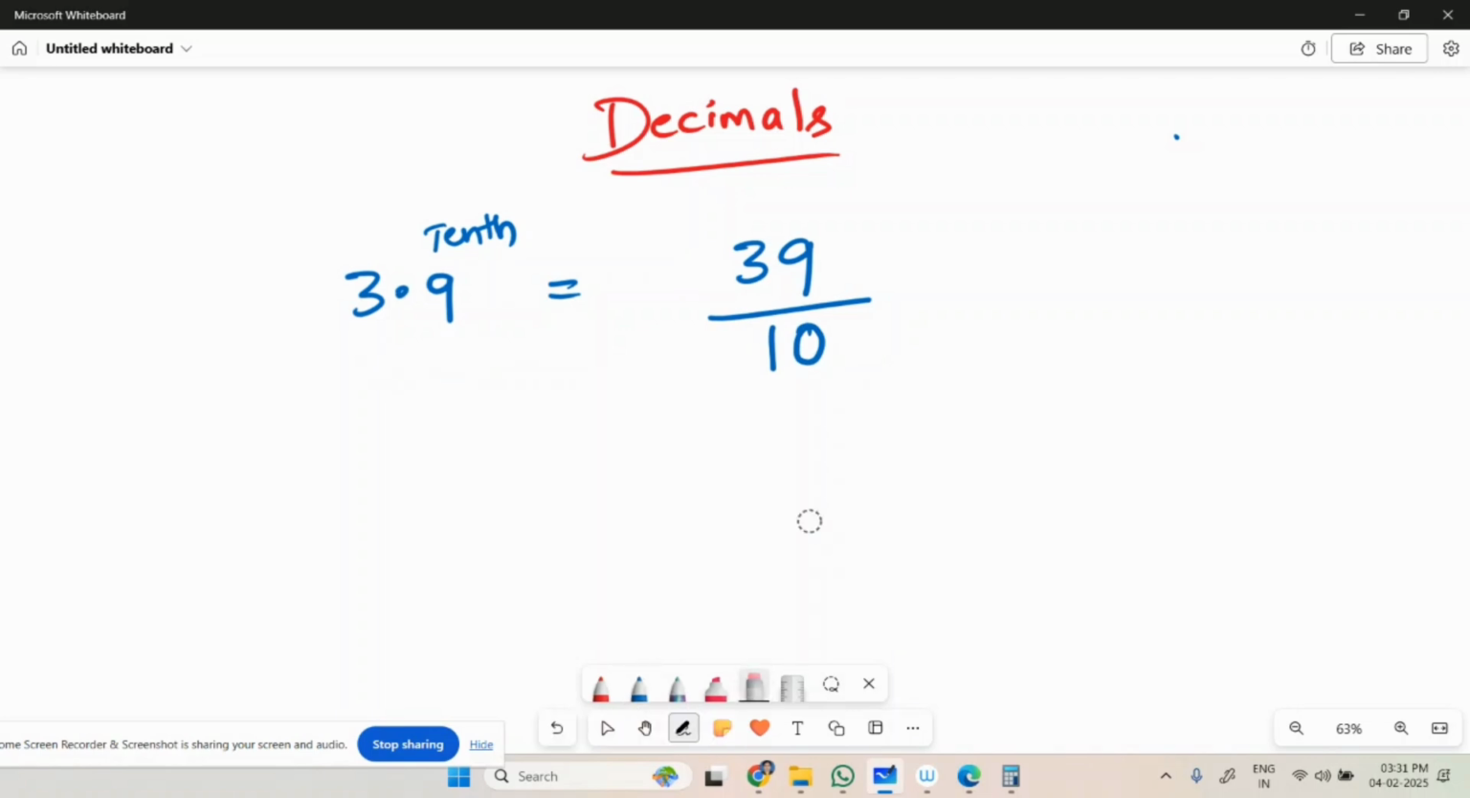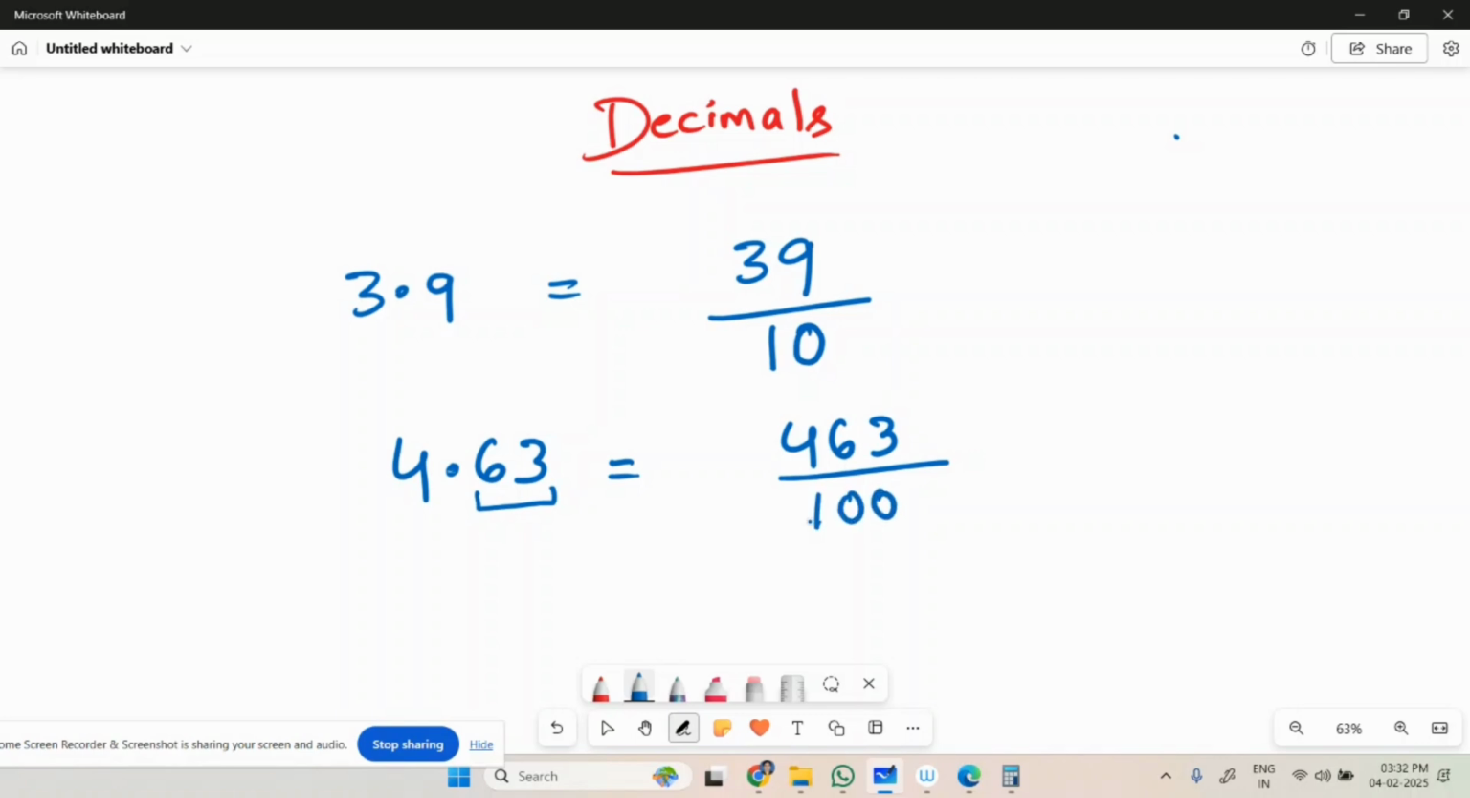Let's say the number is 4.63. Now ignore the decimal point. Write down 463 as the numerator. For the denominator, we have to look into the number of decimal places. Here the number of decimal places is 2. So we write 2 zeros after 1, which is 100. Let's say 0.265 is there.